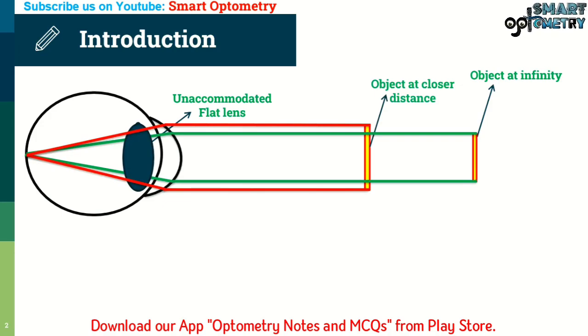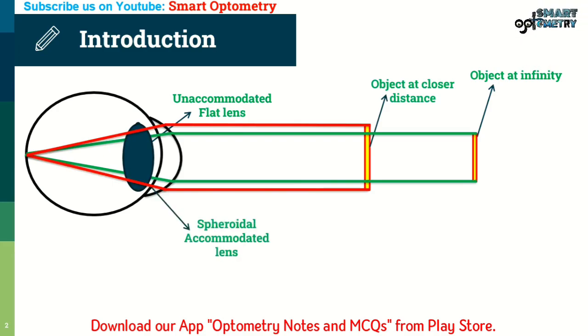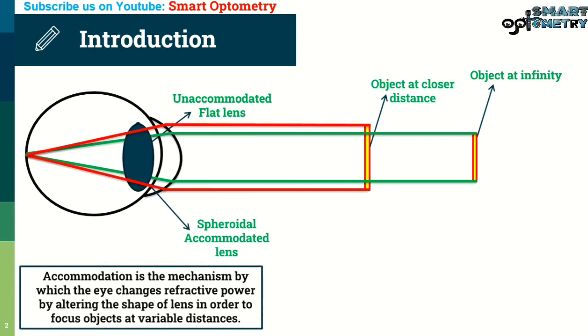Accommodation is the mechanism through which our eyes increase the converging power to focus on the retina when the object is closer than 6 meters. So, accommodation is the mechanism by which the eye changes refractive power by altering the shape of the lens in order to focus objects at variable distances.